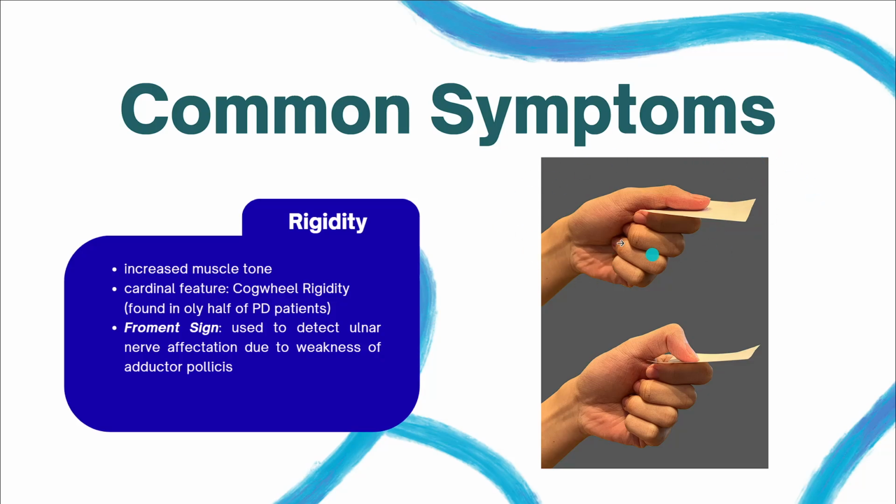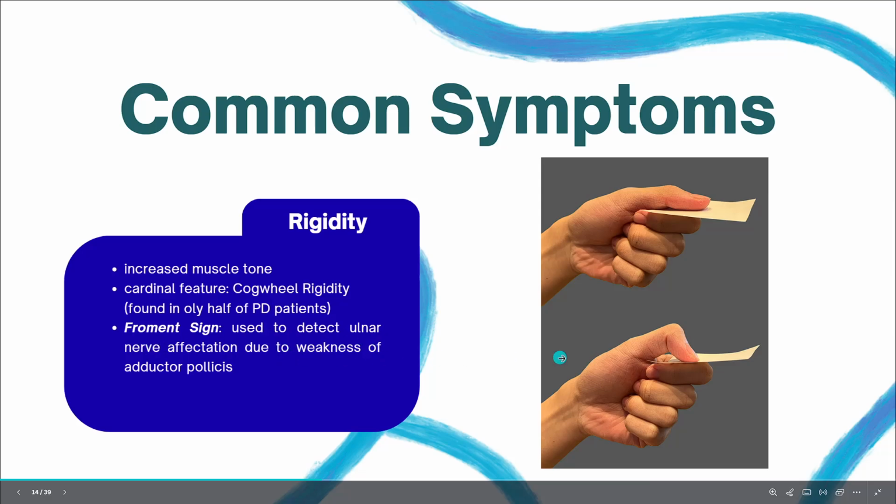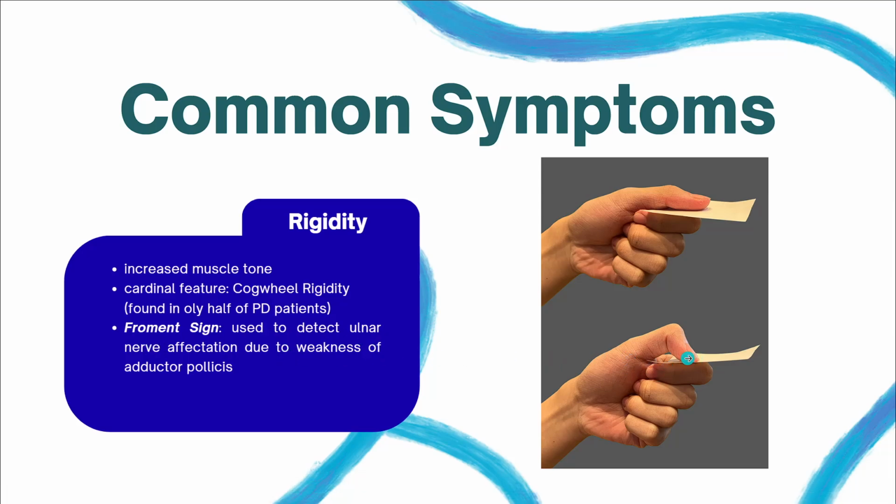In normal patients, it just remains in this position. There's no movement. They can fight the taking of the paper. But in patients that have ulnar nerve affectation, what would happen is they would bend their finger. Why? Because to maintain this position, you would have to have strength of the adductor pollicis, which is an adductor of the thumb. But if your adductor pollicis is weak, you would compensate by flexing your thumb, bending your thumb.